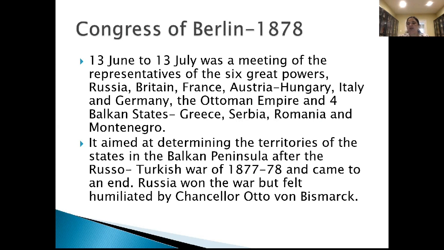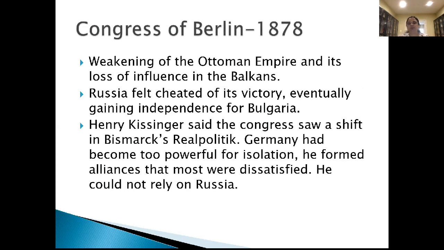Russia won the war. But Russia felt that it was not allowed to enjoy the fruits of its victory because of the Prussian Chancellor Otto von Bismarck, also known as the Iron Man of Prussia. He is also seen as a person who integrated Germany into a major power. The Ottoman Empire was already in its last phases. It was also known as the Old Man of Europe. It had lost its influence in the Balkans. Russia felt cheated of its victory. Eventually, only Bulgaria got its independence.